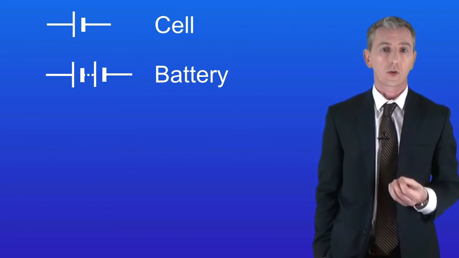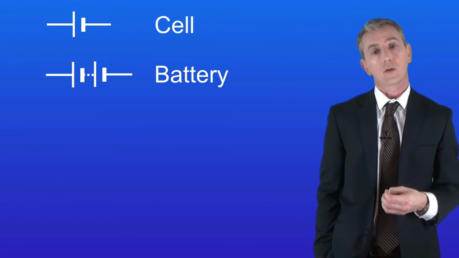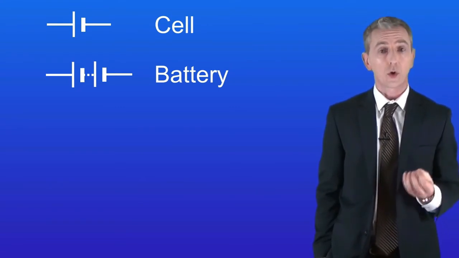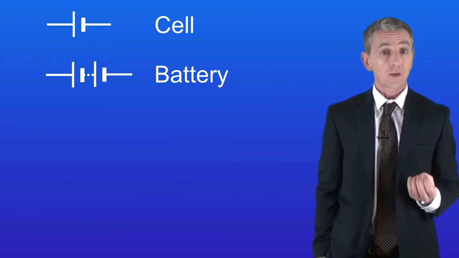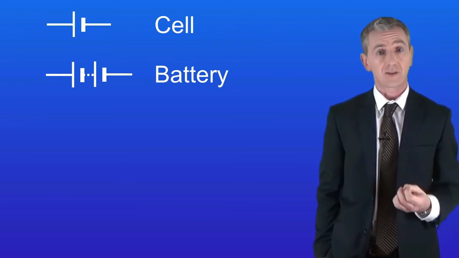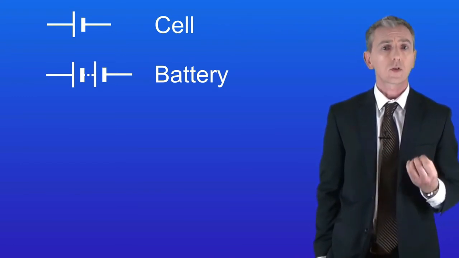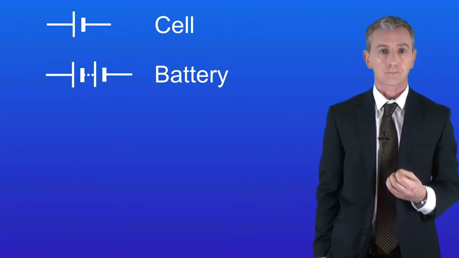Now, please don't get confused about the idea of a cell and a battery. Remember that a cell is what you would call a single battery. In physics, the word battery actually means several cells connected together. Students do find that idea a bit difficult.